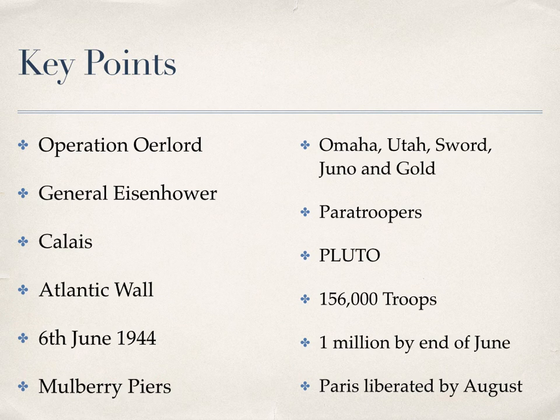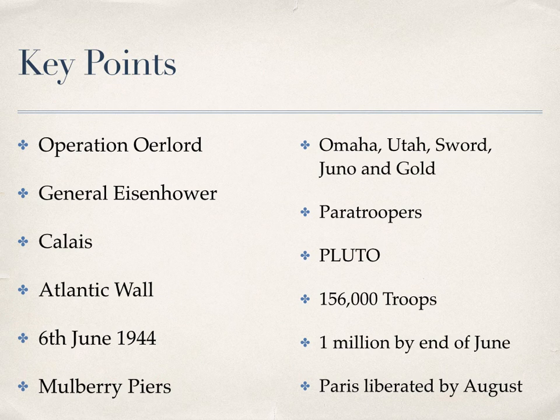So just to give you a quick recap on some key points: it was known as Operation Overlord. D-Day stands for Deliverance Day. The guy in charge was General Eisenhower. The distraction at Calais was to try to penetrate the Atlantic Wall, and the landings happened on the 6th of June 1944. They set up Mulberry Piers, which were harbours, so that they could get tanks onto the beaches. The names of the beaches were Omaha, Utah, Sword, Juno, and Gold.